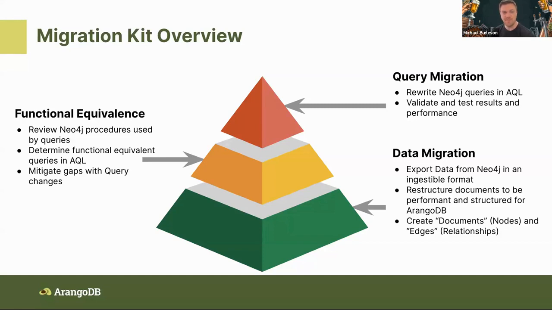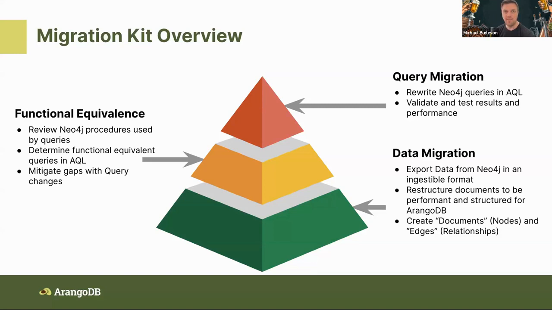The second step of this is going to be determining your functional equivalence. And so this is going to be one of the more difficult parts. And this is where you're taking what is it that you're asking of Neo4j, and how are you going to ask it from that in ArangoDB. And here you're going to have the most effort because Neo4j and ArangoDB are fundamentally different technologies.